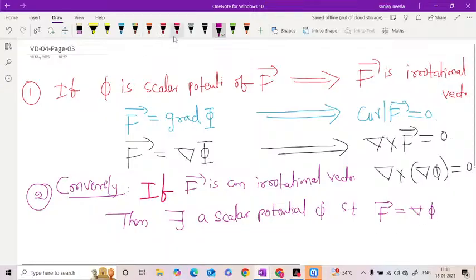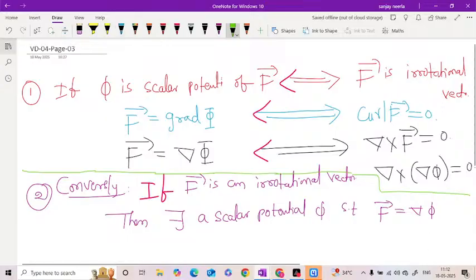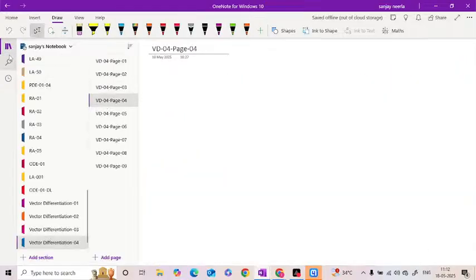That means the conclusion is that this is an if and only if condition. If pi is the scalar potential of f, definitely f is an irrotational vector. Or if it is an irrotational vector, definitely there exists a scalar potential of that corresponding vector. So this is the second point. So the converse is always true. Next, the third property is property number 3.